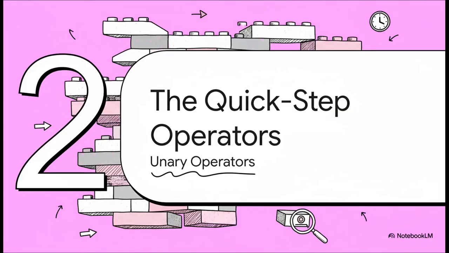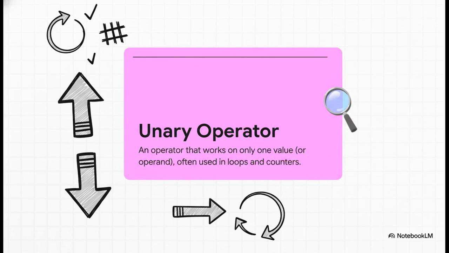All right, let's move on to our next set of Legos. Now we're looking at unary operators. These guys are pretty unique because they're all about making a quick change to just a single value. You see, unlike the math operators that need 2 values to work, like 2 plus 2, unary operators only need 1. This makes them absolutely perfect for when you need to quickly add or subtract 1 from a number, like when you're keeping count inside a loop.